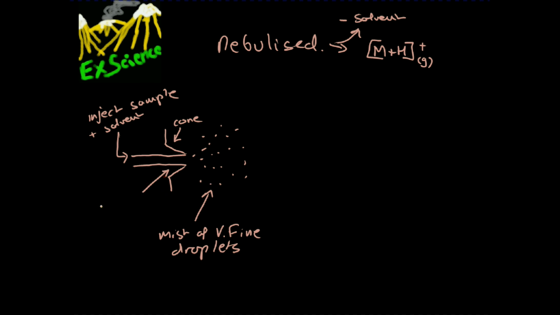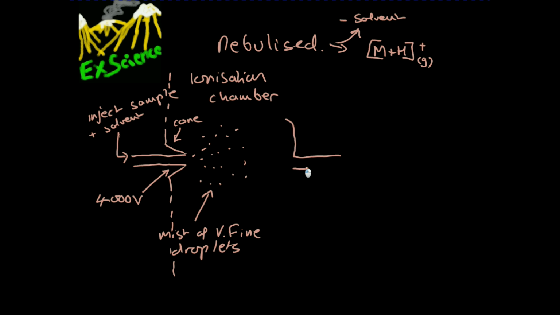So the cone is usually around about 4,000 volts potential difference, and this here is the ionization chamber. Over here on the other side of the ionization chamber is an extraction electrode.